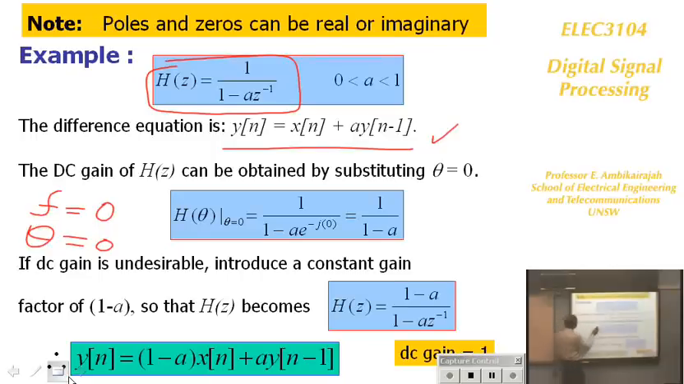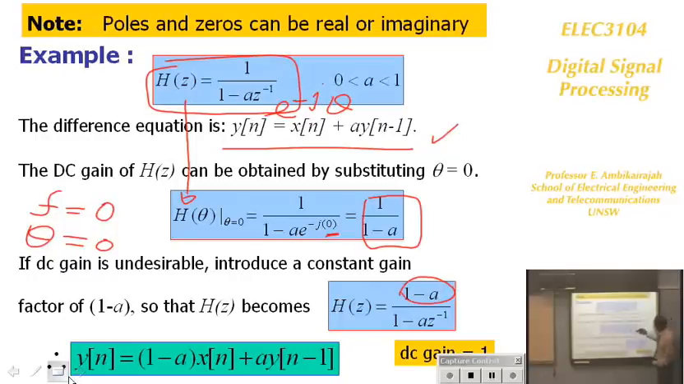So in this filter, you first calculate H of theta, and this will involve e to the power minus j theta, and when you put theta equal to 0, that equals 1, so the DC gain becomes 1 over 1 minus a. In some applications you don't want a DC gain; zero frequency should go through without being attenuated or amplified. In that case, we normally take the transfer function and multiply by the reciprocal of the DC gain, which is 1 minus a. Now this cancels out and the DC gain becomes 1. So the new transfer function with DC gain equal to 1 is that.